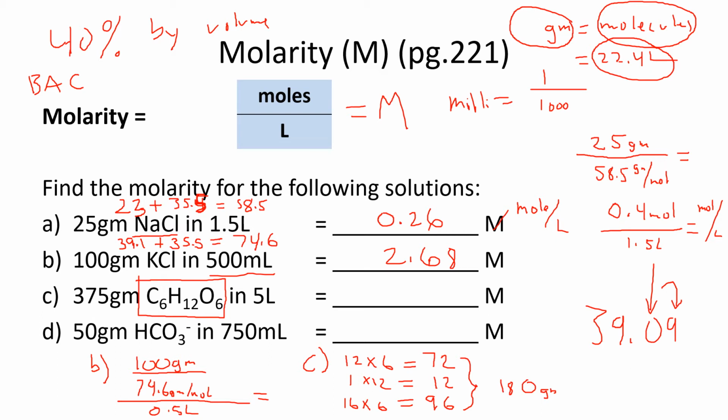Yep, carbon's 12, right? And then hydrogen is 1, oxygen is 16. Yep, 180 grams per mole. So we'll take the grams we have, 375 grams, divided by grams per mole, divided by the 5 liters, and you're done.